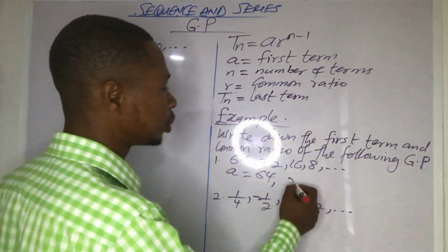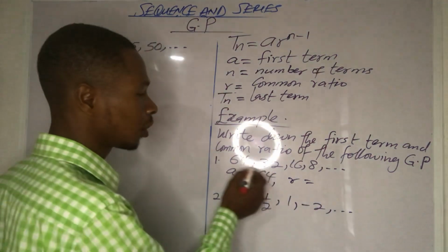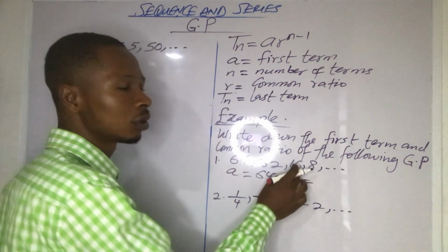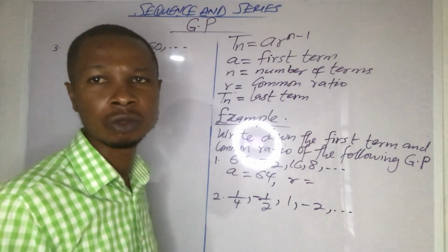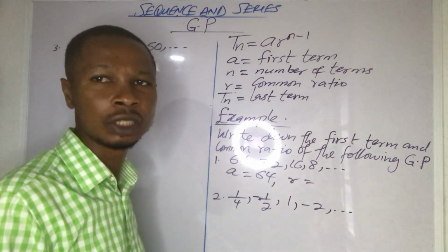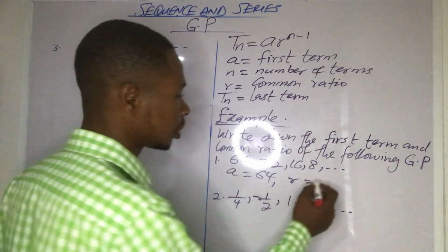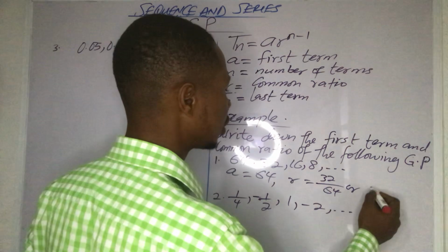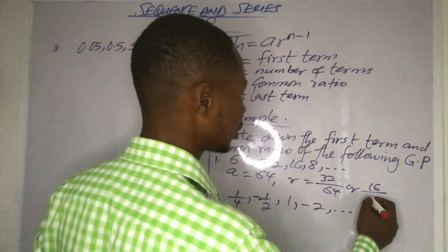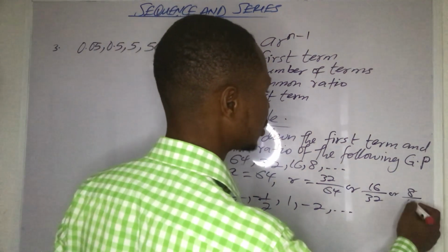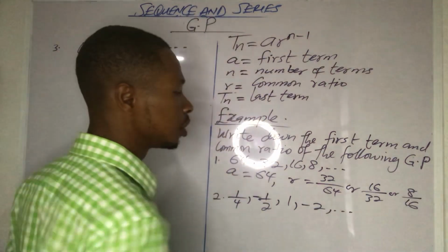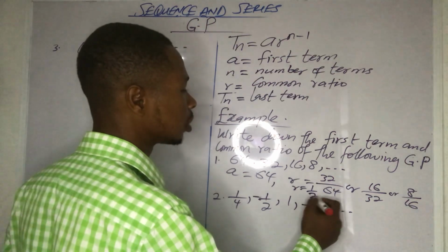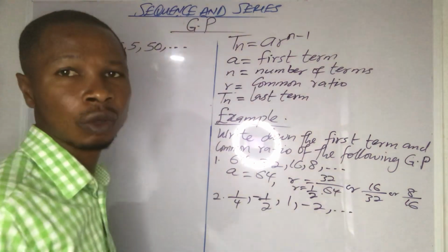And our common ratio r will be the ratio of the second to the first term, the third to the second term, the fourth to the third term, and it will be the same throughout if it is a geometric progression, GP. So this will be equal to 32 over 64, or it can be 16 over 32, or it can be 8 over 16. So if you reduce any of the three, you are going to have r is equal to 1 over 2. So that is the common ratio.